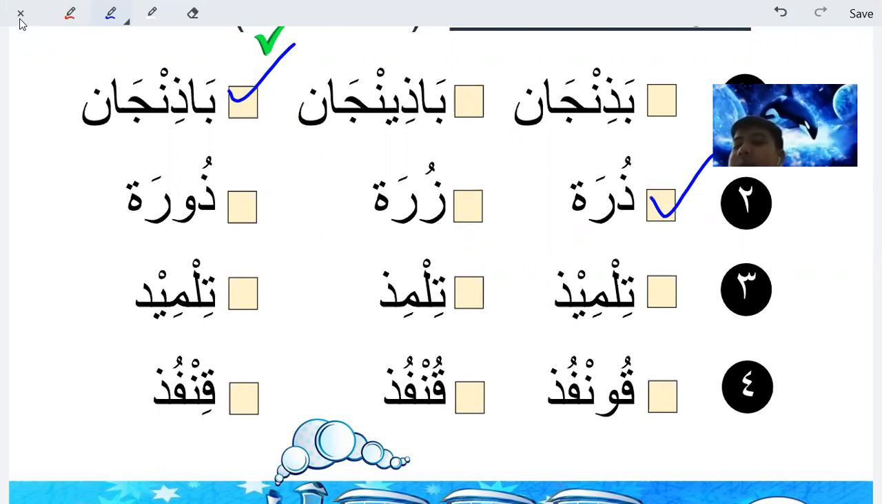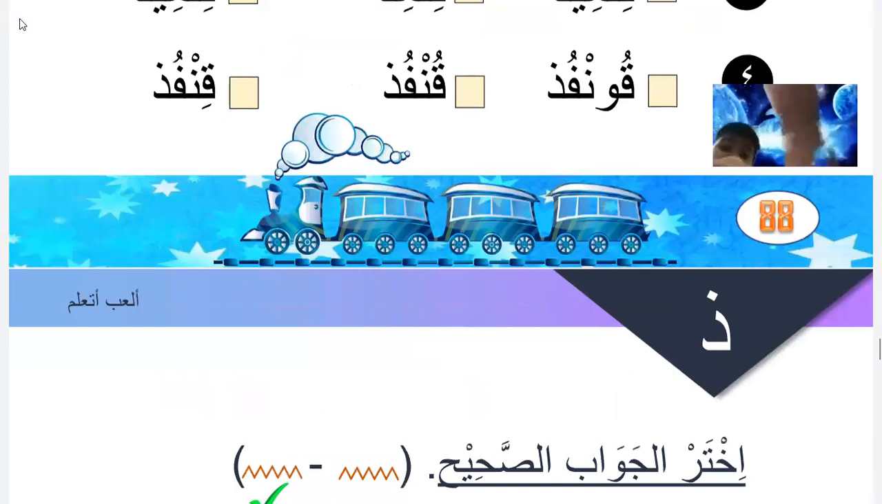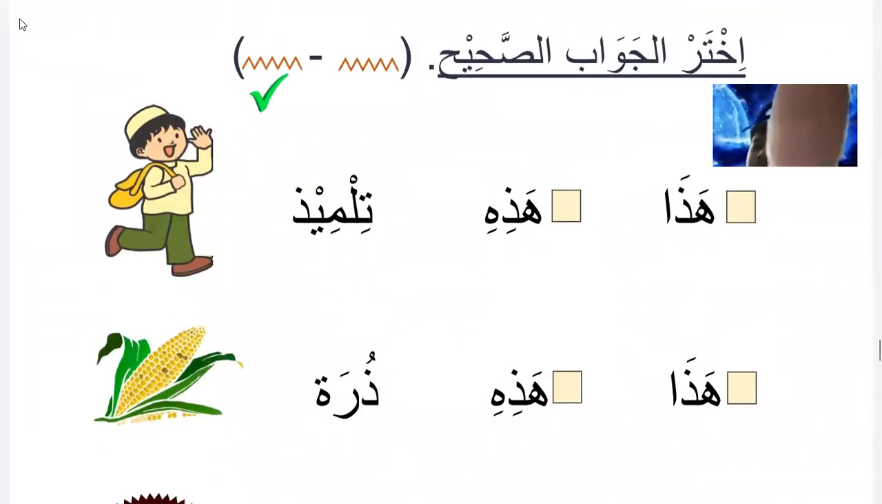It wouldn't be the second or third because it has a zai, but we are learning the zal. Yes, you are right. And it wouldn't be the third one because it has a waw. Correct. Tilmiz, it's going to be the first one. First one, meaning? The student. Good. This one, the sound will be too short. And this one should be a zal. Second one, kunfuz. Okay. Meaning? Kunfuz is hedgehog. Good. Clear. Ikhtar al jawab al sahih. Choose the correct answer.